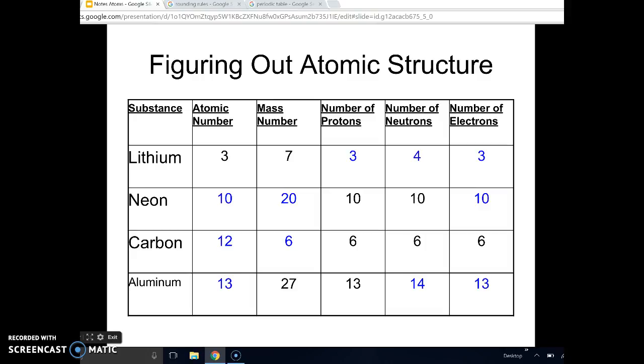Is this what you came up with when you took a look at your periodic table and these small number of elements? If it is, then you're on the right track. If not, then let's check in together and find out what you're missing.